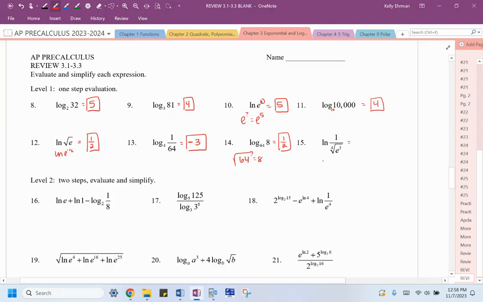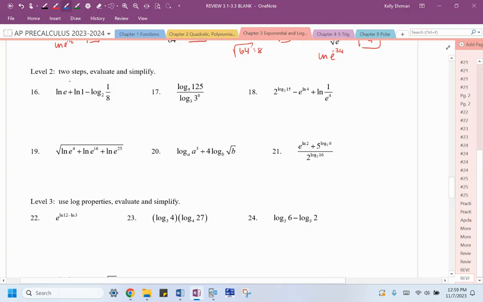1 over 4th root of e cubed. Remember, that's the same as saying e to the negative 3/4 inside of your natural log. So the answer is negative 3/4. So go from e to 1 over e, your answer is negative. And if e has a root, that's a rational exponent. So those are all level 1. You should be able to answer the question of the base number to what power is this result.